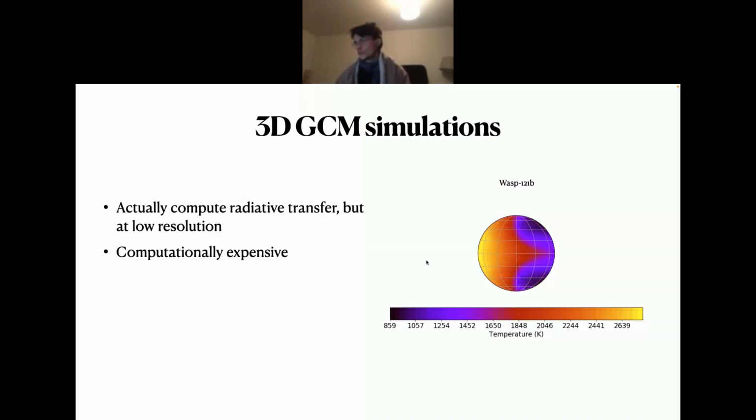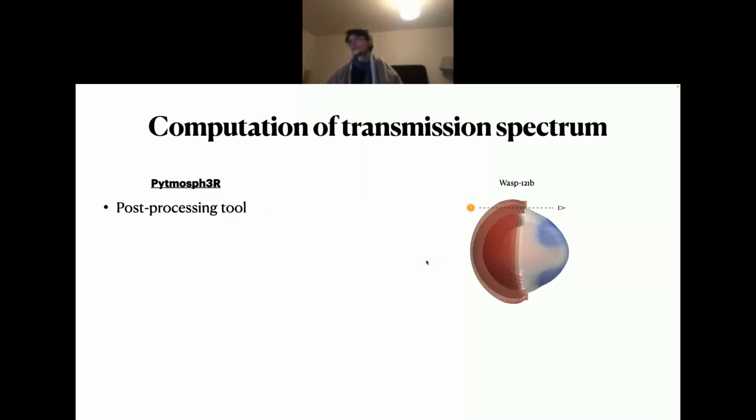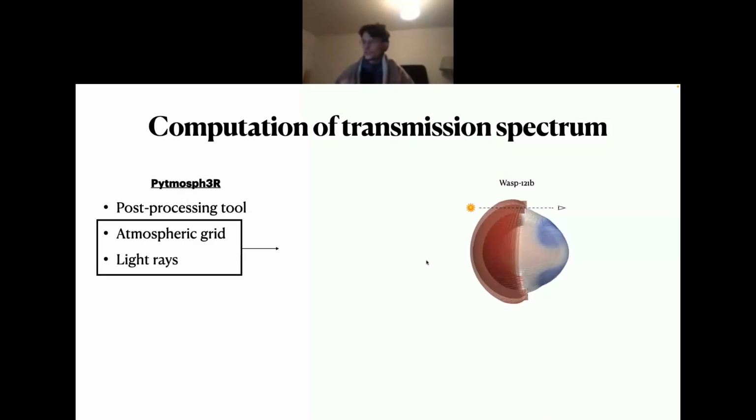And we can compute afterwards a transmission spectrum with a higher resolution in terms of spectral resolution with, for example, Pytmosph3R. So it's a post-processing tool after computing a simulation of an atmospheric model. So as an input, you have the atmospheric simulation and also the light rays, meaning that you can, for example, change the orientation of the light rays, meaning that you change the observer around the simulation.